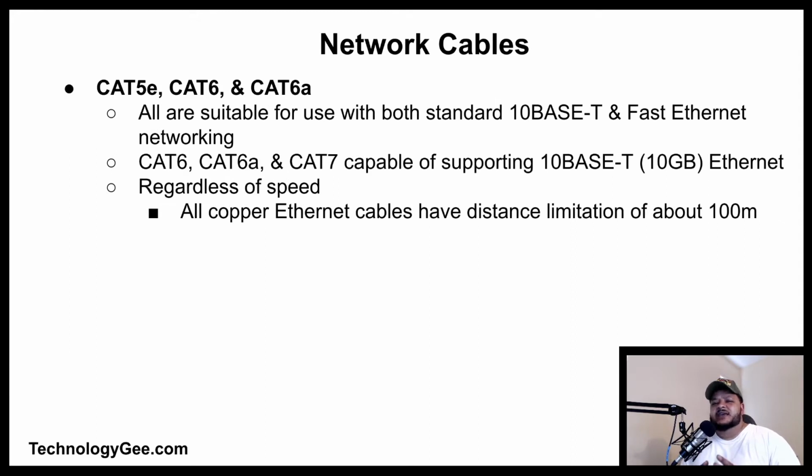We have Cat 5e, Cat 6, and Cat 6a. The most common standard cabling grades are Category 5e, Cat 6, Cat 6a. All are suitable for use with both standard 10BASE-T and fast Ethernet networking. Cat 6, Cat 6a, and Cat 7 are capable of supporting 10BASE-T or 10 gigabit Ethernet networks. Regardless of category and speed, all copper Ethernet cables have a distance limitation of about 100 meters before the data signal weakens, and another device such as a switch, hub, or a repeater has to be introduced to boost the signal.